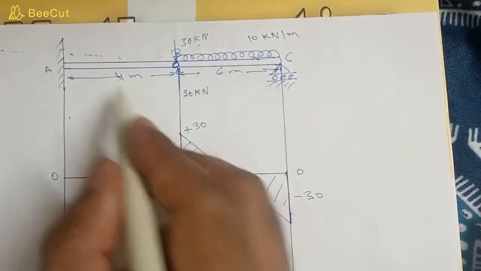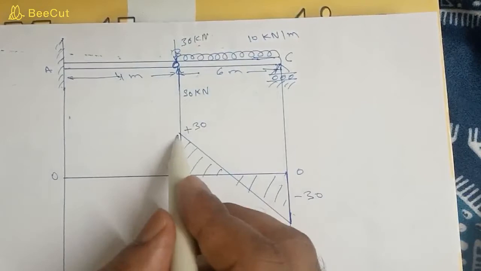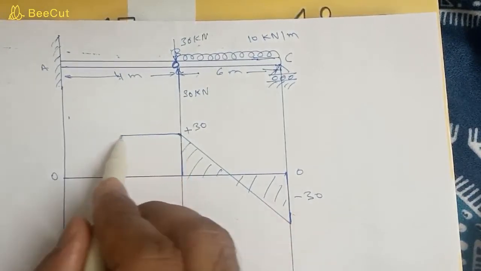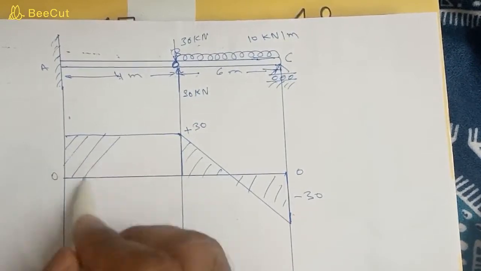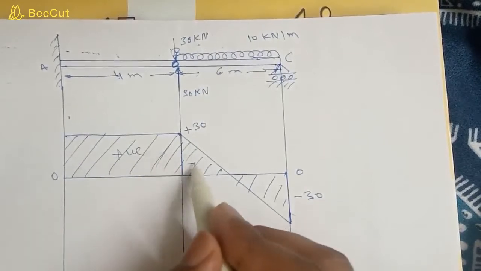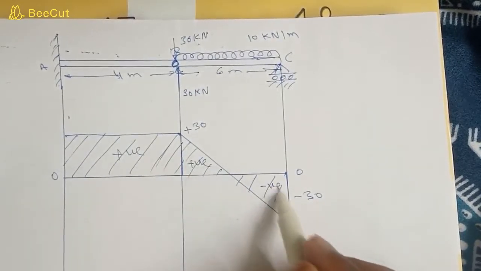Now the shear force due to this load of 30 kilonewton will be constant for this beam, so it will be like this. So this is the shear force diagram for the whole beam. This is positive, this is positive, and this is negative.